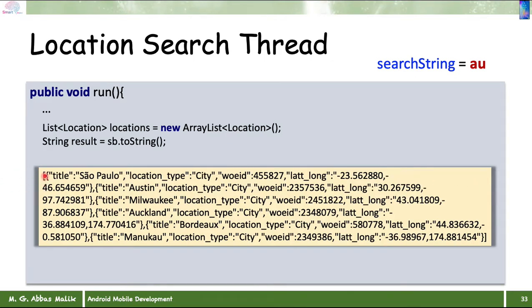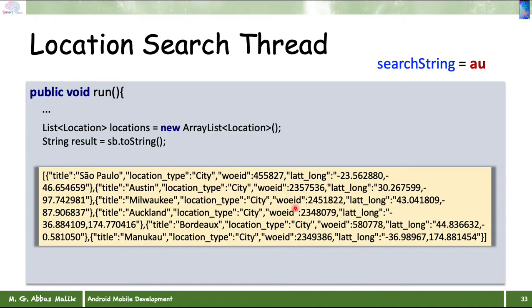Okay, so it has the braces start and end, and inside those braces we have the title Sao Paulo, location type, where ID, and the longitude and latitude values. That curly braces start and end, left and right, represents one location object. And then we also have the second object, the third object and fourth object, and this is the search string which the user has given in the input field, and then we passed that to that particular thread using the set search string method, and based on that search string, we get these multiple objects.